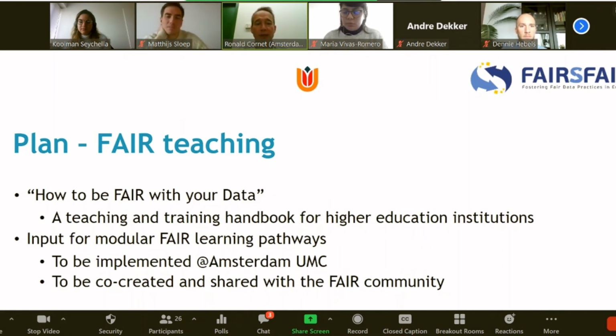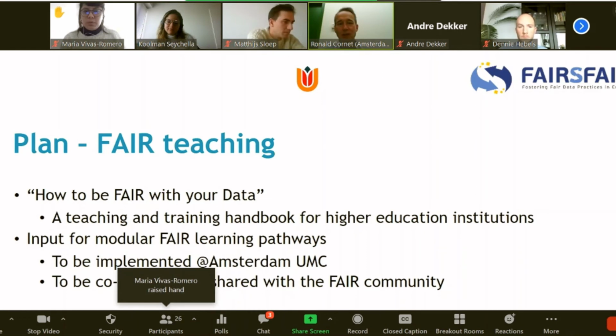And that will provide input for developing FAIR learning pathways in our medical informatics and health informatics programs, and maybe also beyond, for example, in the graduate school, because then also researchers need to learn about FAIR. And we want to co-create this and share this with the FAIR community. So I really welcome you to have further interaction and discussion on this so that we can really collaborate and jointly benefit, so that it's not just education about FAIR, but also education in a FAIR way.